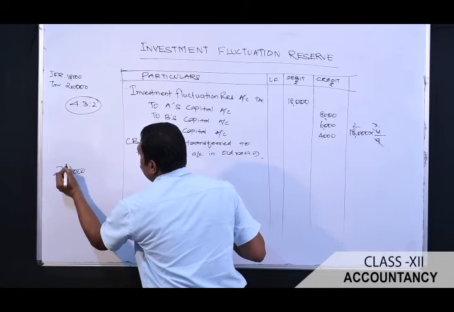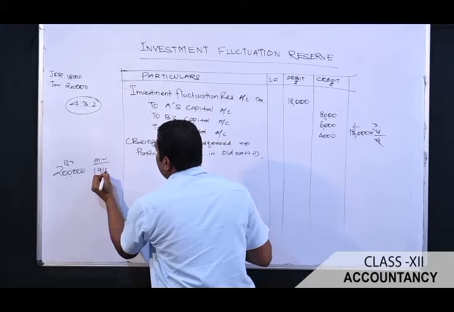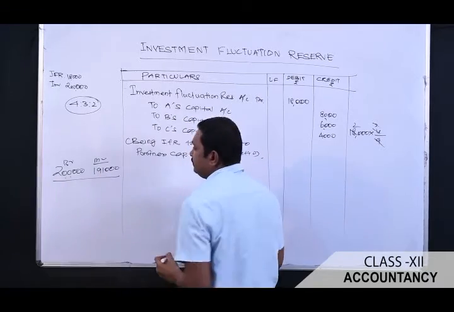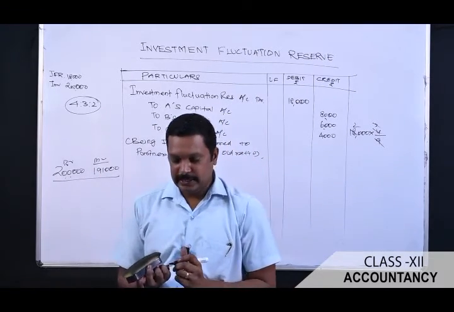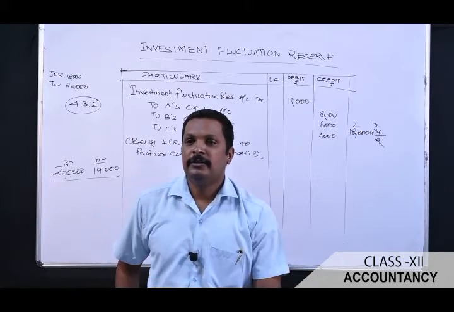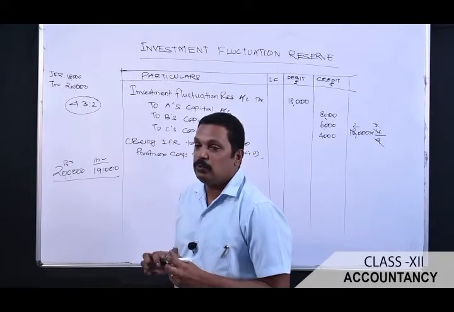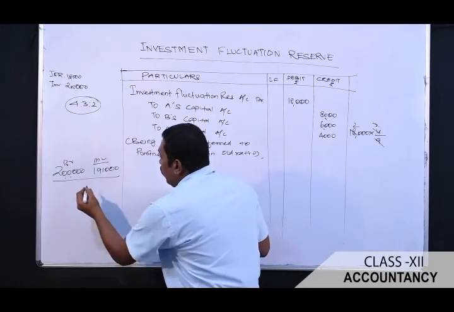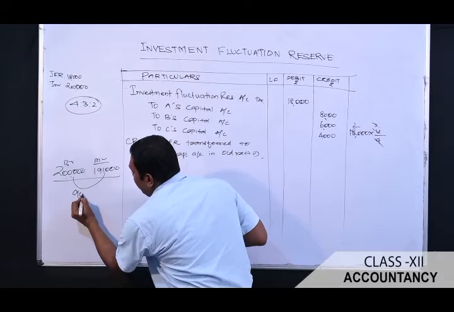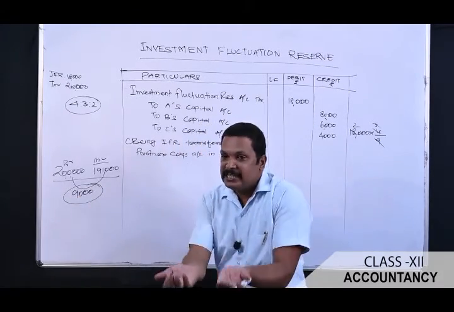Book value is 2 lakh, but market value is only 1,91,000. How much did we invest? We invested 2 lakh, but the market value of the investment is 1,91,000 only. So what is the difference? 9,000 is the difference. ये amount कहाँ से ट्रांसफर होगा?